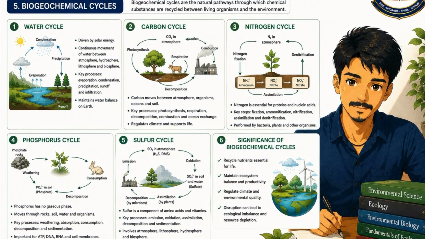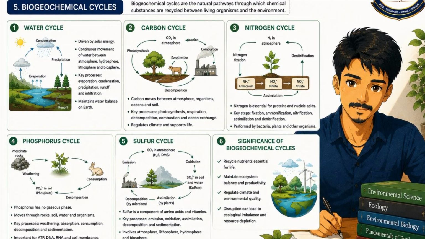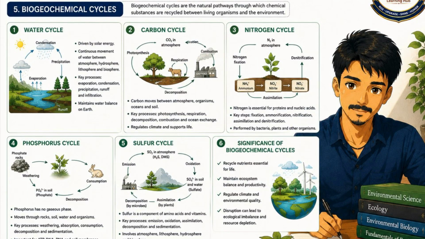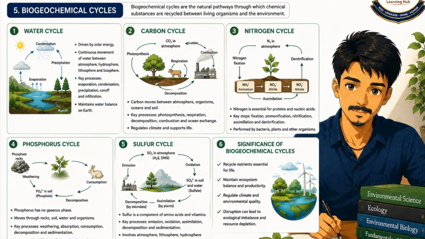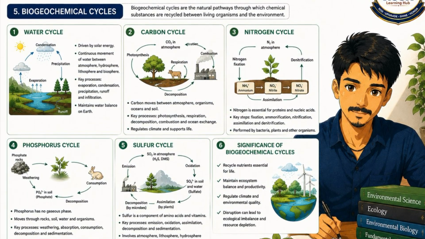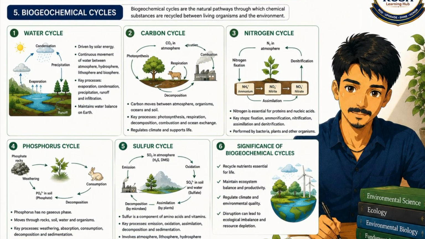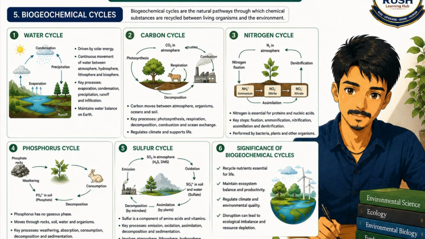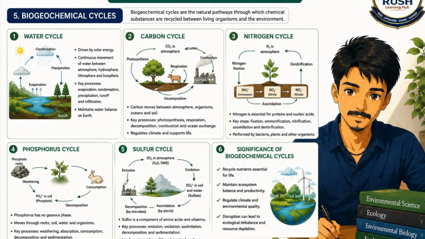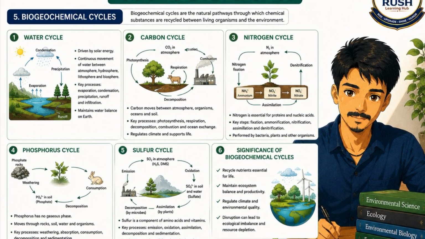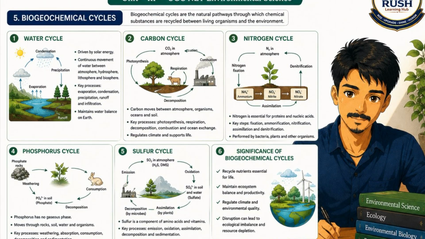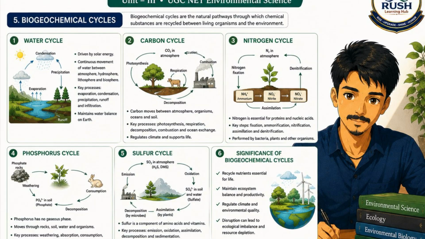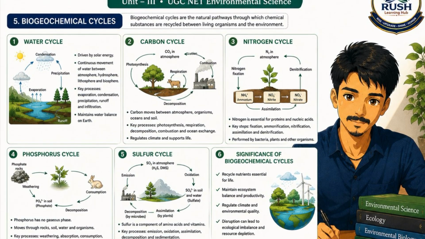Another extremely important cycle from the UGC NET perspective is the nitrogen cycle. Nitrogen constitutes approximately 78% of the atmosphere, but atmospheric nitrogen cannot be directly utilized by most organisms. Therefore, atmospheric nitrogen must be converted into biologically usable forms through nitrogen fixation. Nitrogen fixation is carried out by free-living bacteria such as Azotobacter and symbiotic bacteria like Rhizobium.